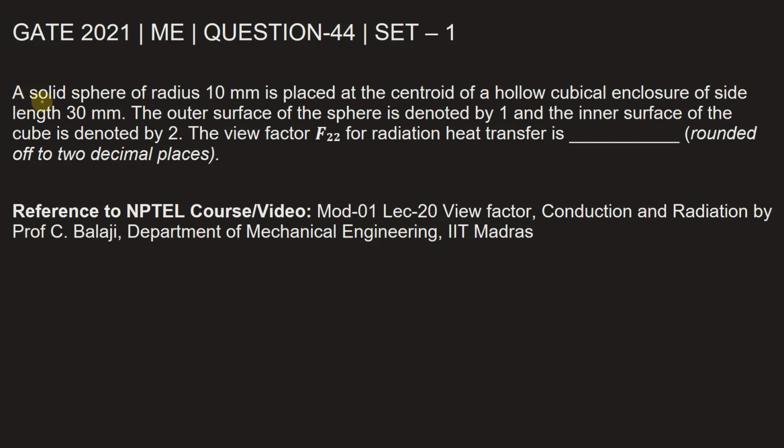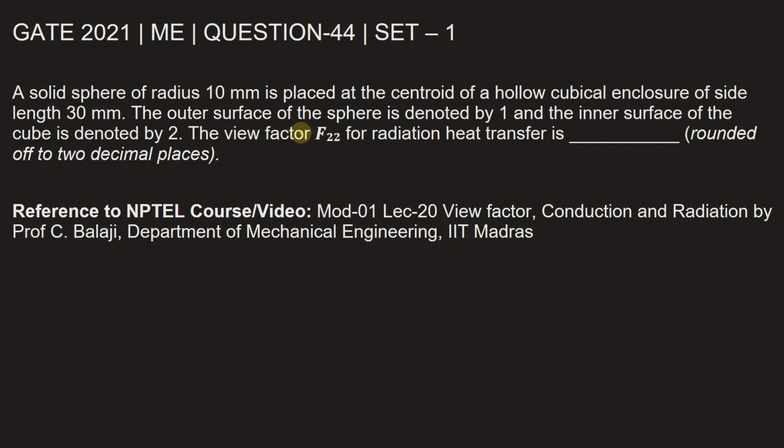The question is, a solid sphere of radius 10 mm is placed at the centroid of a hollow cubical enclosure of side length 30 mm. The outer surface of the sphere is denoted by 1 and the inner surface of the cube is denoted by 2. The view factor F22 for radiation heat transfer is, so we need to find the view factor.